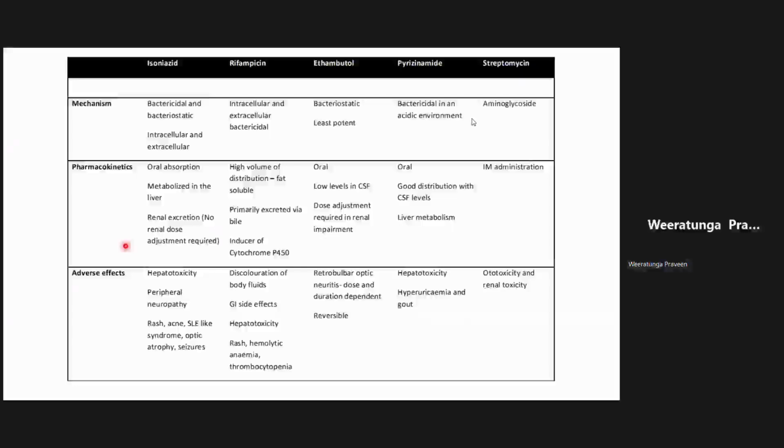The other problem with CNS TB, especially this, ethambutol is not very effective there because it has low levels in CSF. Pyrazinamide is better for that. හරි මේ CSF penetration එක හොඳයි. streptomycin වල CSF penetration එක හොඳයි. ethambutol වල එච්චරම හොඳ නැහැ.